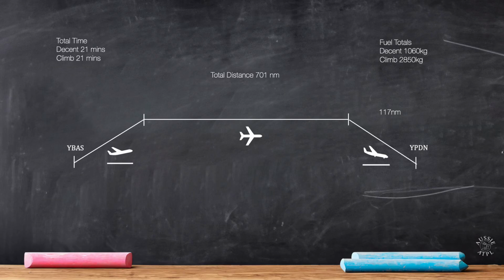So back to our planning page, we can enter a climb distance of 136 nautical miles. We've already entered our fuel burned in climb of 2,850 kilos and our time in the climb of 21 minutes. So next we have to do our cruise. Now, since we have our distance in the climb and the descent, we can find the distance in the cruise. If we take our total distance minus the distance in the descent and the distance in the climb, we're left with 448 nautical miles left over. Now that's our total cruise distance.